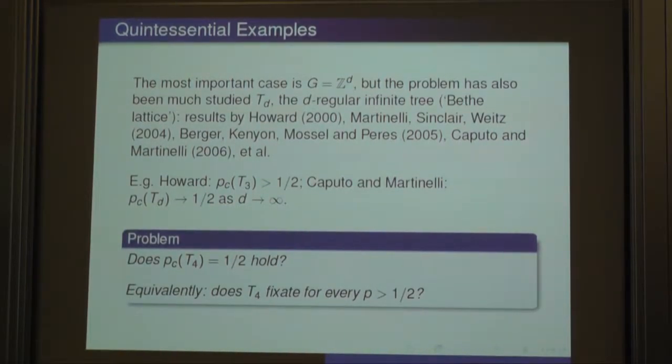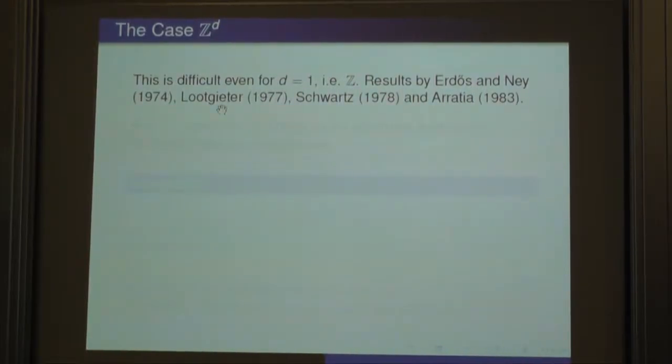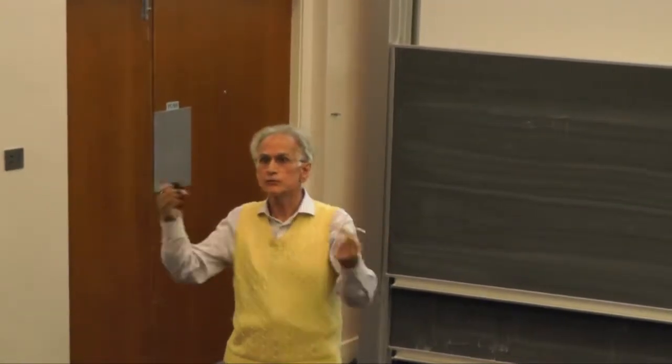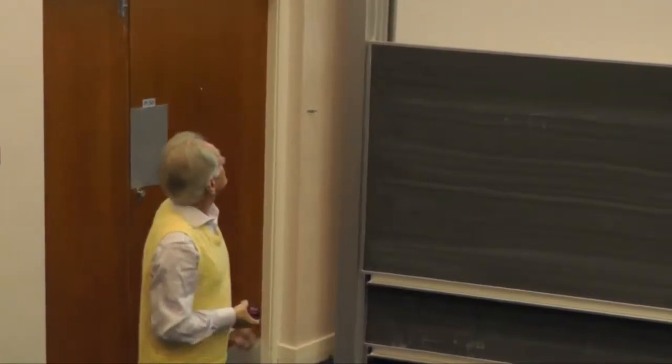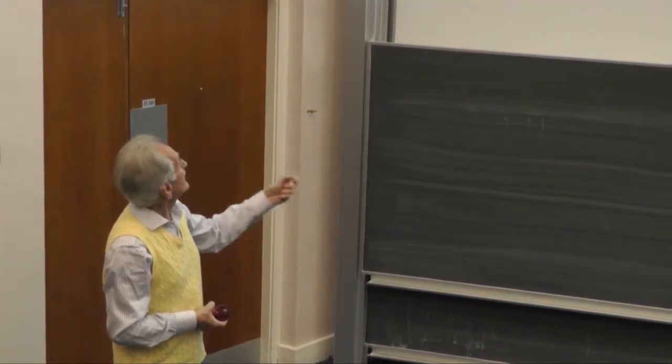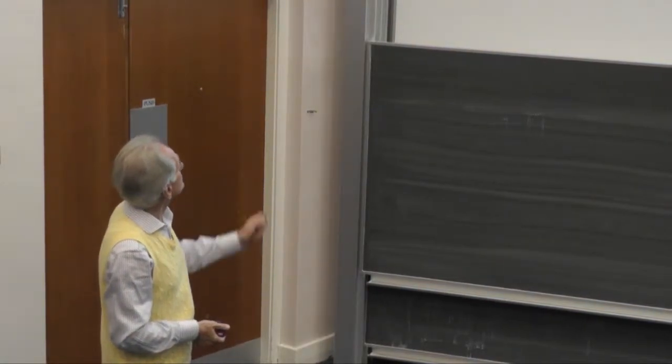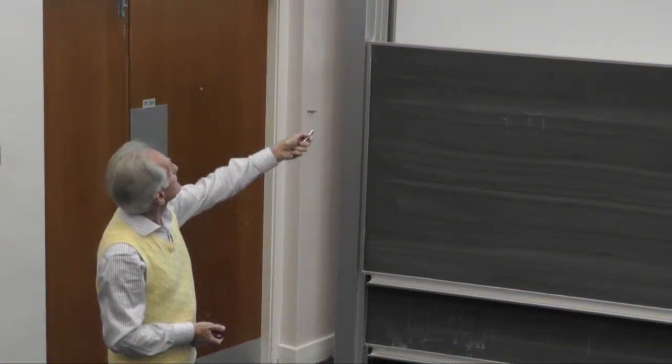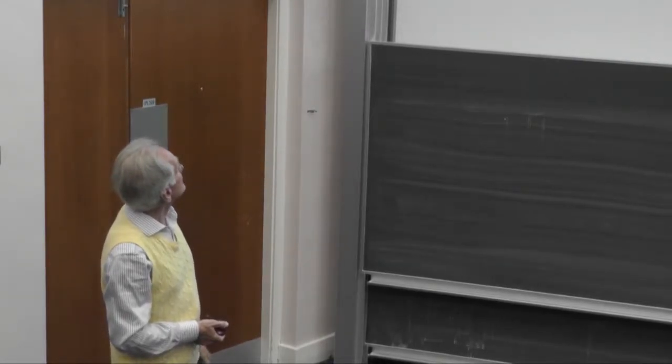In all these cases, what do you expect? That dimension 2 is the first non-trivial case? Not so. In this case, even the case d equal to 1 is highly non-trivial. So all you have is the 2-regular infinite tree. What's the 2-regular infinite tree? Just Z. Every site has 2 neighbors. And actually it was Erdős and Ney who started the study, and then eventually it was proved what happens in that case.